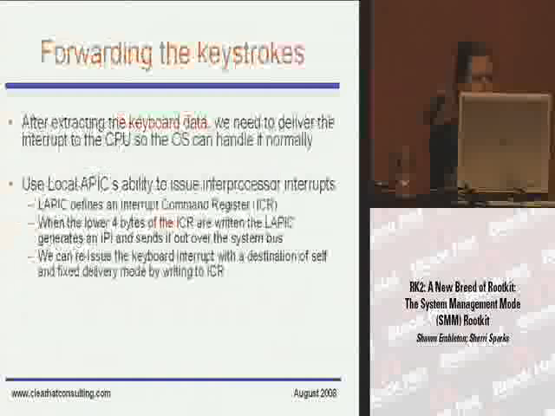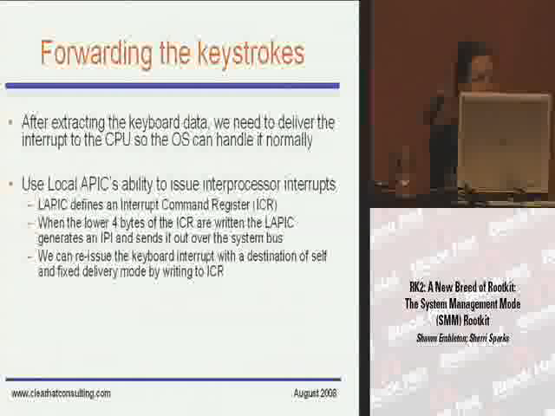After extracting our data, though, we need to be able to deliver the interrupt to the CPU. The keyboard has to continue to function normally, and the OS can't know that something has been subverted earlier in the process. So in order to forward the keyboard interrupt, we can use the local APIC. The local APIC has the ability to issue interprocessor interrupts.